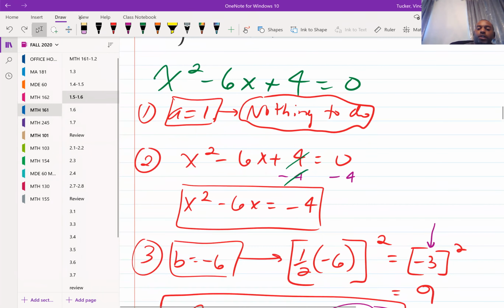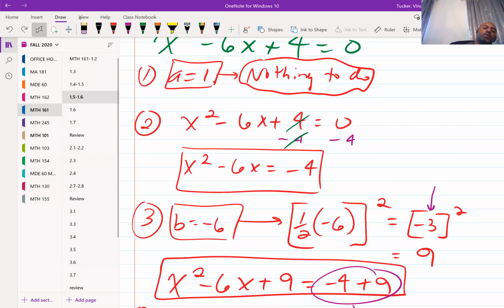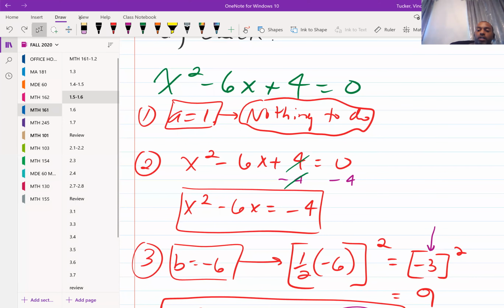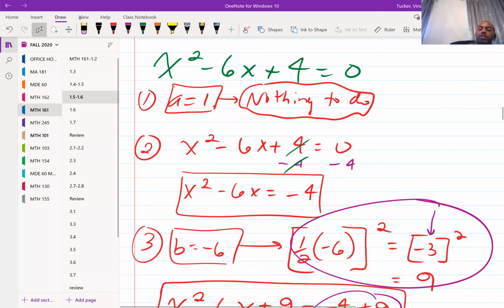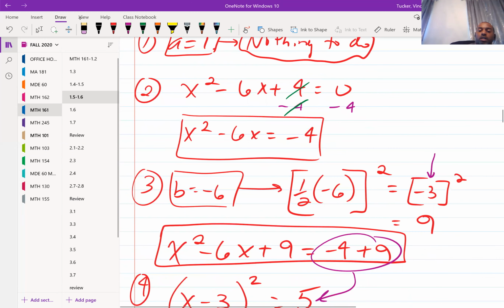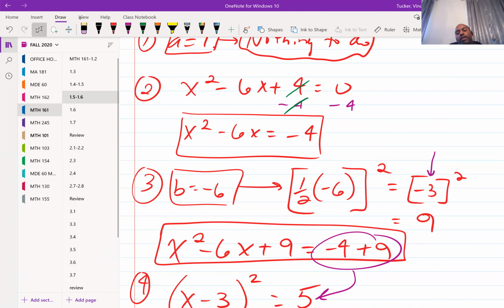So now step 3 is 2 parts. You're going to take half of your b term. Your b term is what's sitting in front of your x. So we're talking about -6. We'll take half of that and square it. So that's what we did right here. Half of -6 is -3. -3 squared is 9. And then we will add that 9 to both sides of the equation.